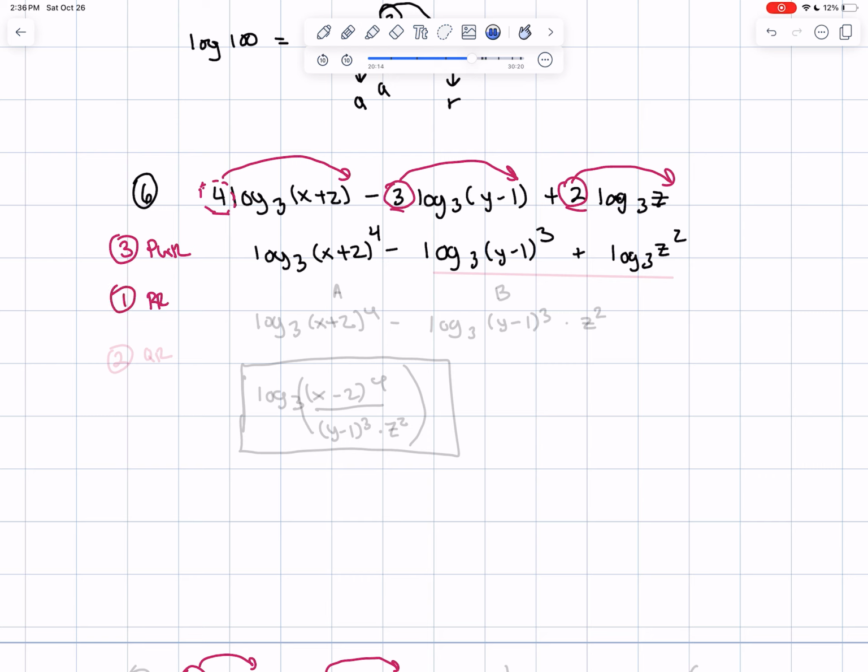The product rule says that if we add, we multiply. So we're doing this part next. So log base 3 of x plus 2 to the 4th, minus, okay, now I'm just going to put this into the multiplication form. Since they both have the same base, I'm just going to combine them.